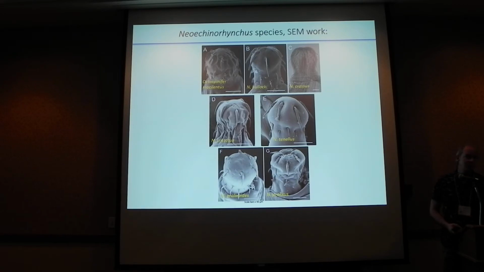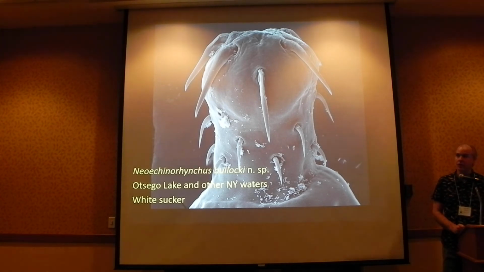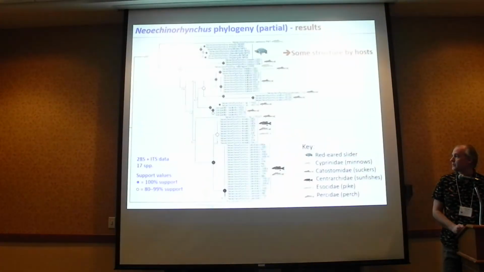And so over the last 3.5 years, we've gotten a fair number of worms, and here you have a representation of their proboscides with scanning electron micrographs. And one of those had to be new. The lucky recipient of the raffle last night got a print of Neochinorhynchus bullockii, which is from white sucker from Reelfoot Lake, and that's the worm right there.